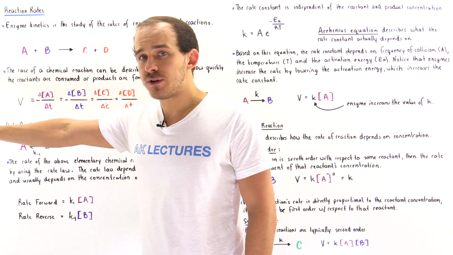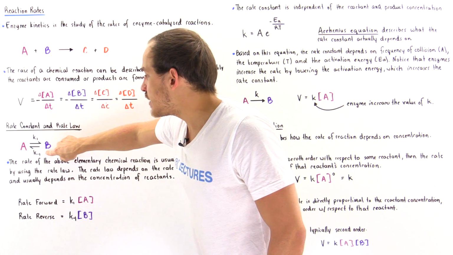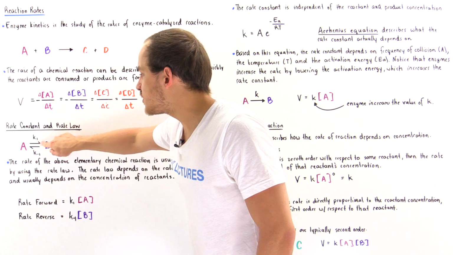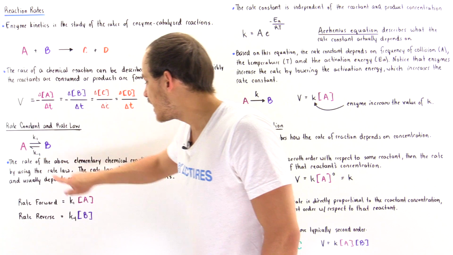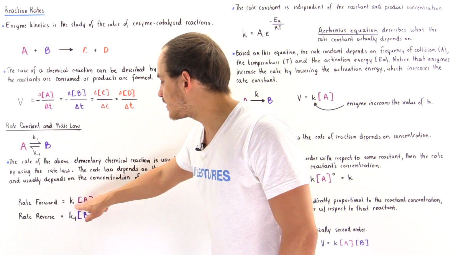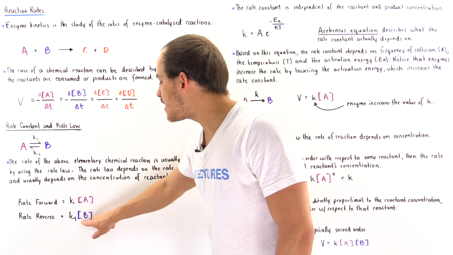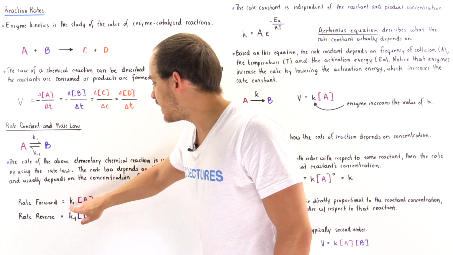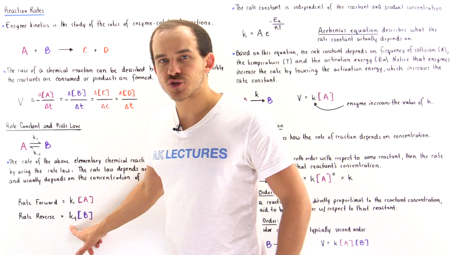Now, if we go in reverse, then the only thing that changes is this becomes the reactant, this becomes the product, and so we replace the concentration of A with the concentration of B, and we replace k1 with k-1.